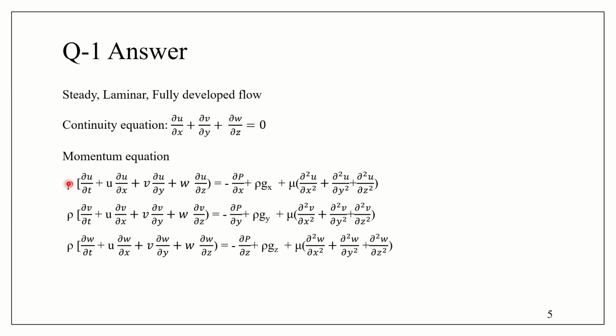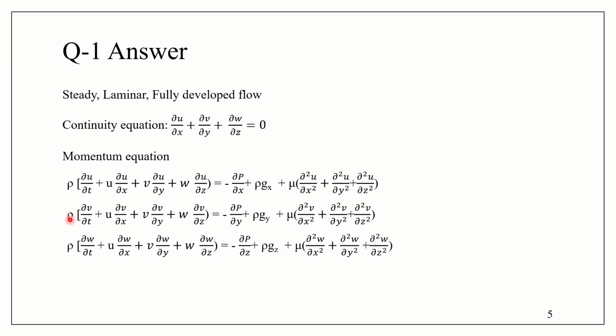So in x momentum we have rho ∂u/∂t plus u ∂u/∂x plus v ∂u/∂y plus w ∂u/∂z is equal to minus ∂p/∂x plus rho gx plus mu (∂²u/∂x² plus ∂²u/∂y² plus ∂²u/∂z²).